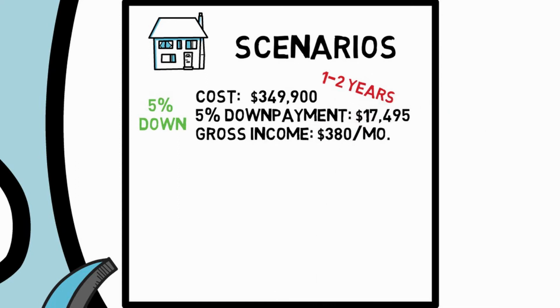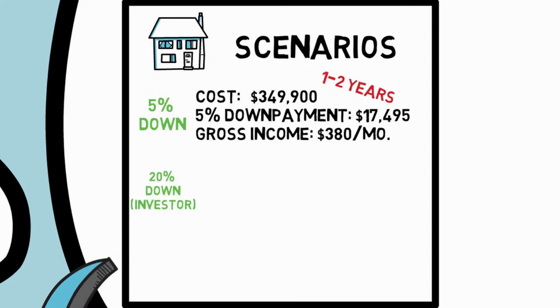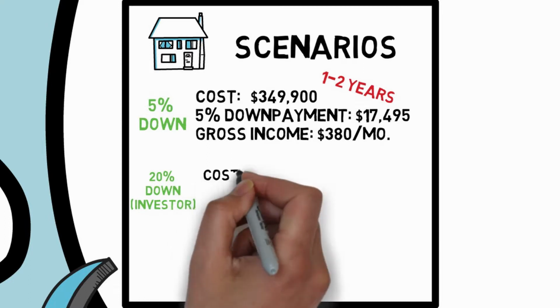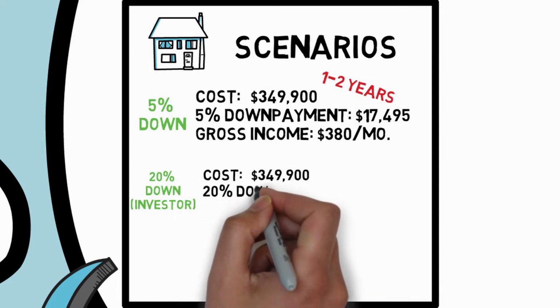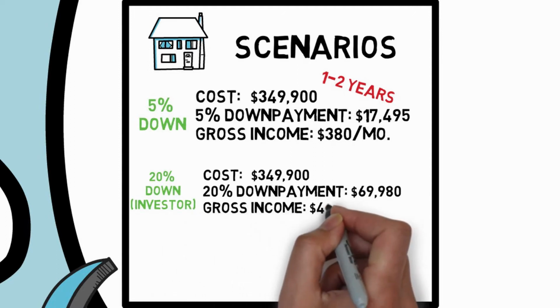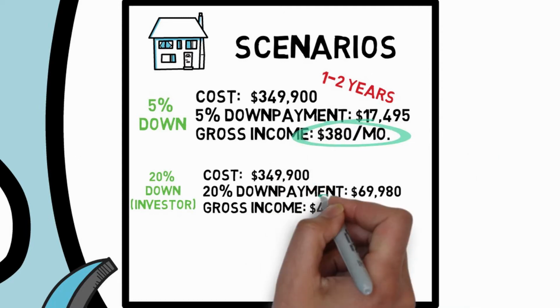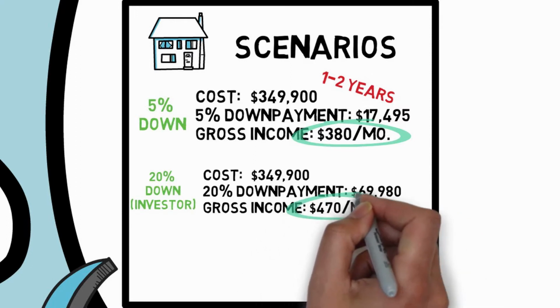You're not buying as an investor. In the second scenario, you are an investor, which means you probably have to purchase a home with a 20% down payment. That's roughly $70,000. Your total expenses decrease because you paid more upfront, the 20% down, and your gross income in this case is $470 a month. So for now, we have 5% down payment, that's $380 a month. 20% down payment, that's $470 a month gross income.